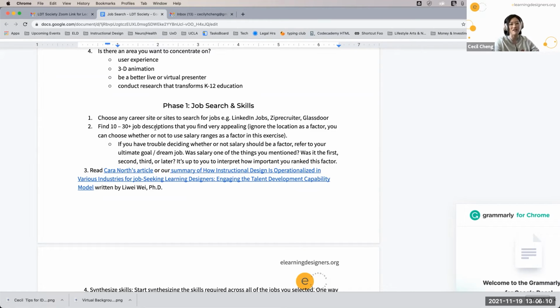So ignore location as a factor, because really what we're trying to establish is what you like. So we're not actually targeting these jobs yet. You can choose whether or not you want to use the salary range as a factor in this exercise.